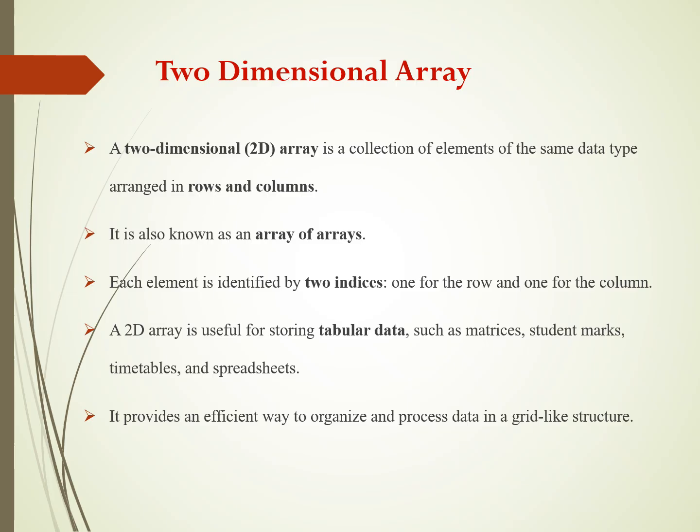A two-dimensional array is also known as an array of arrays because each row of the array can be considered as a one-dimensional array. This structure helps us organize related data more efficiently. Unlike a one-dimensional array where only one index is required, a two-dimensional array uses two indices to access an element. The first index represents the row number and the second index represents the column number. For example, if we write marks[2][3], the first index indicates the third row and the second index indicates the fourth column.